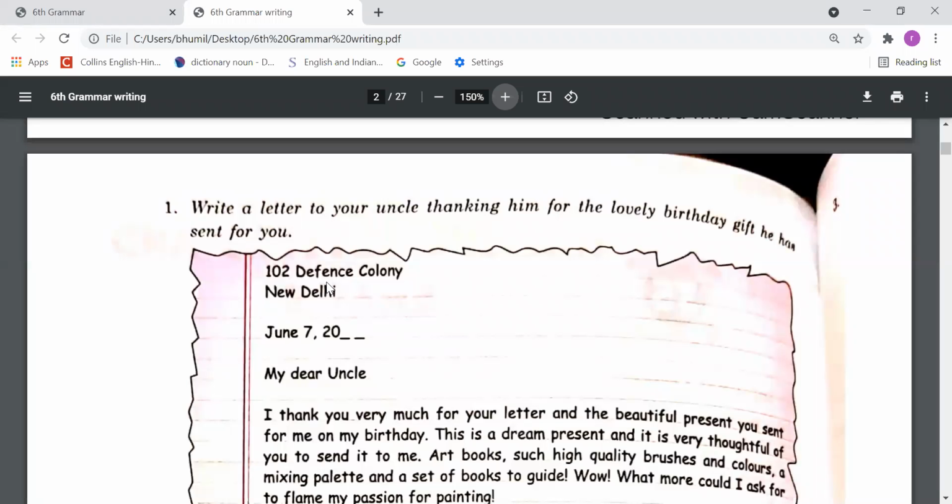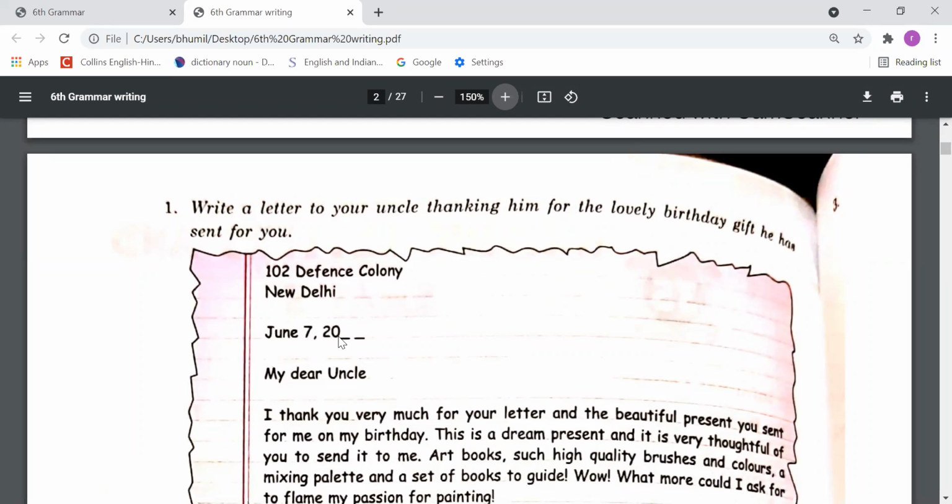First of all, we have to write our address, the sender's address. You are going to send a letter, so first you need to write your address. 102, that's a house number, Defense Colony, New Delhi. According to yourself, you can mention your address, like house number 123, Railway Road, Bhola Colony, Gharaunda, whatever you want. After writing your address, you need to leave one line. Then write the date, April 27, then put a comma, remember this, then 2021.